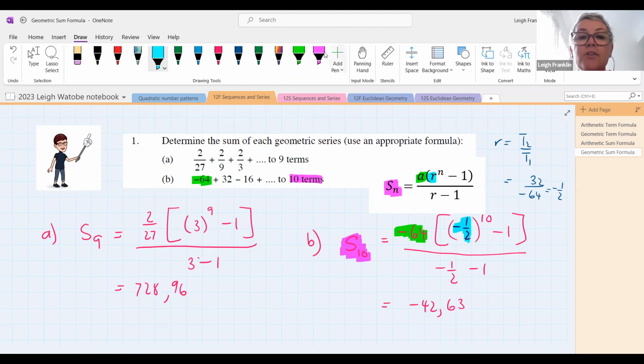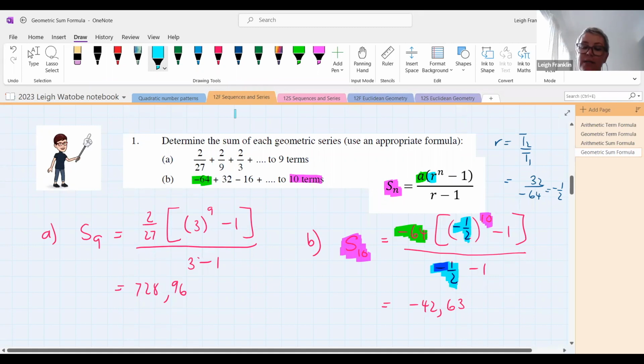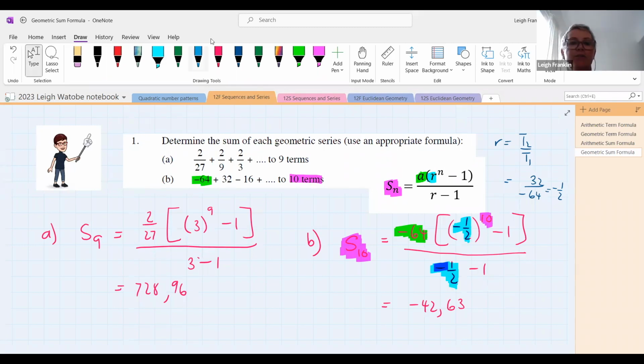Then again, they told us 10 terms. So that's why it's to the power of 10 minus 1 over R minus 1. And there, oopsie, I've used turquoise for R. There is R again. So I'm just subbing in, putting it on my calculator and working out my answer. Thank you very much, ma'am. It helps. It's a pleasure. Absolute pleasure.